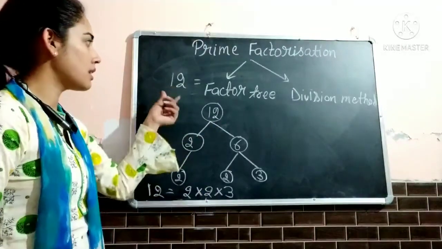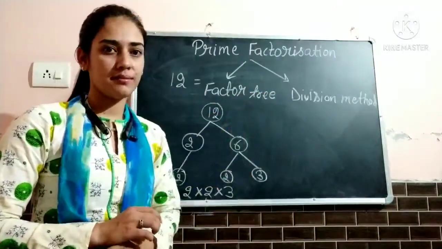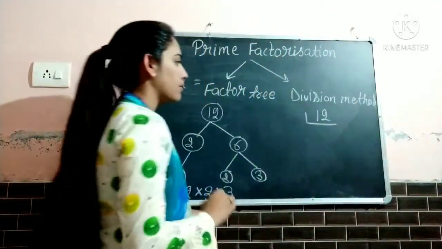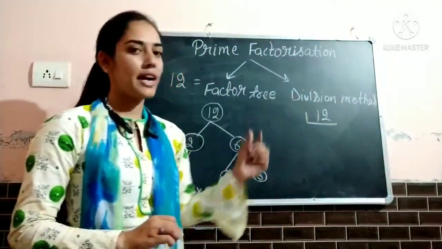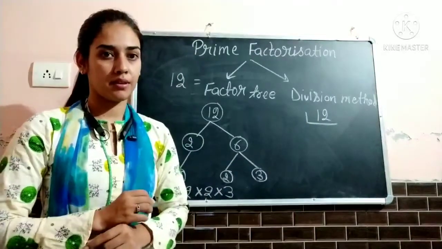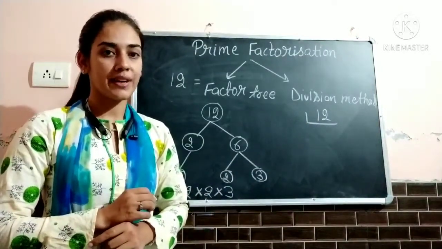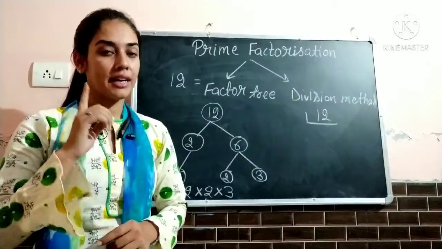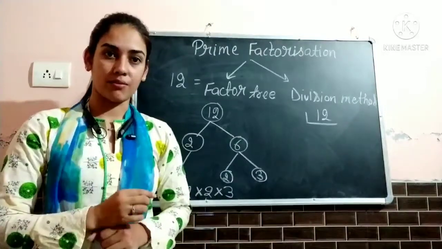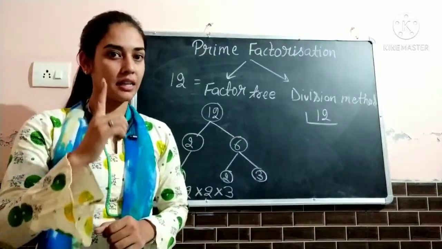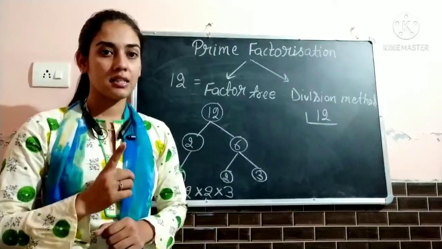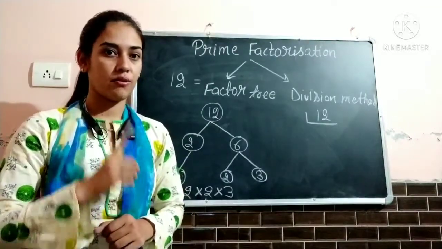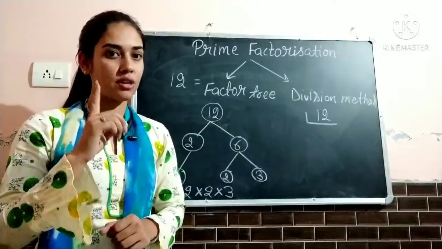Now let us do the prime factorization of 12 by division method. In division method we will write 12 in this way. Now we have to divide 12 by a prime number. So firstly we will start from 2, because 1 is not a prime number. 1 is not prime, neither composite. Why? Because 1 has only one factor, and the condition of a prime number is that it has 2 factors. So 1 is neither prime nor composite because 1 has only one factor.